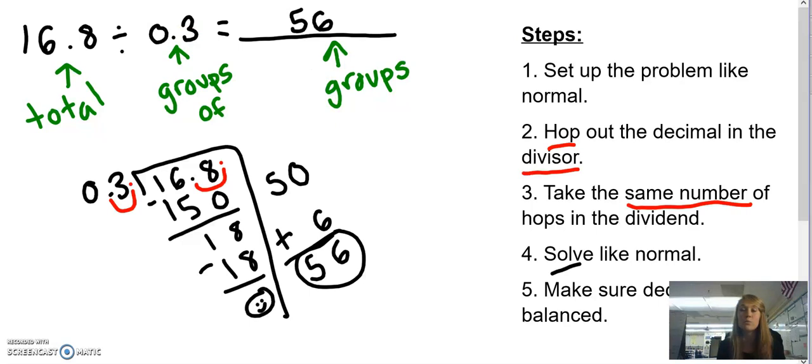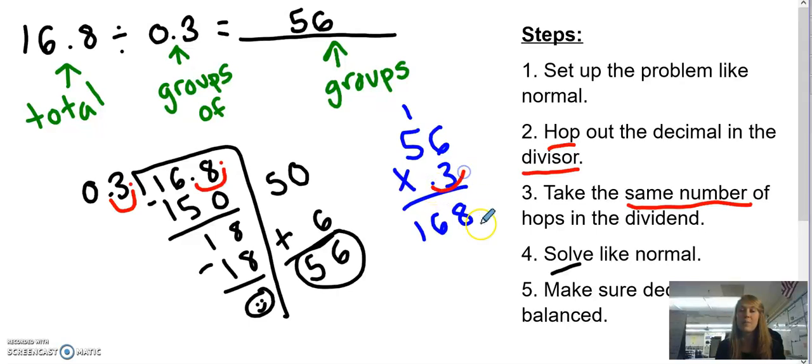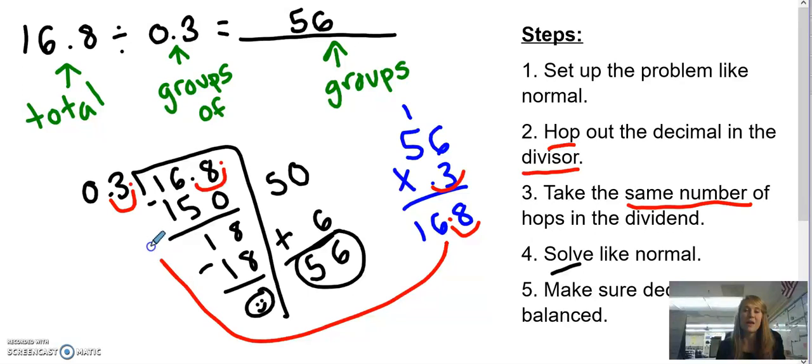We do want to check this with multiplication. So we're going to take 56 and we're going to multiply it by 3/10. 3 times 6 is 18. 3 times 5 is 15 plus 1 is 16. I took one hop out, so I take one hop in. And then I do want to check that with my dividend, and I see that it is the same. So 56 groups is my answer.